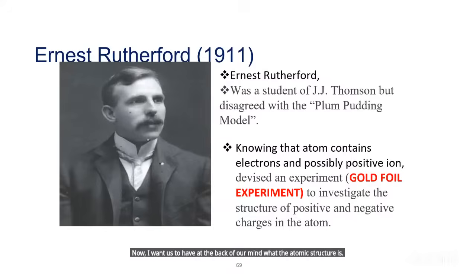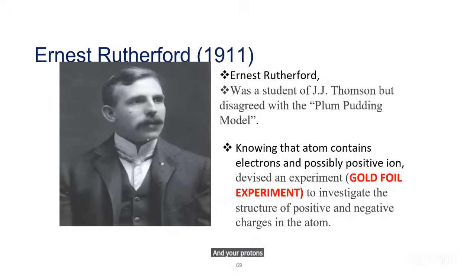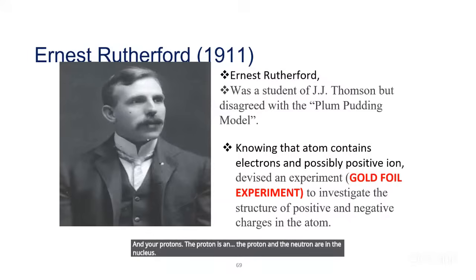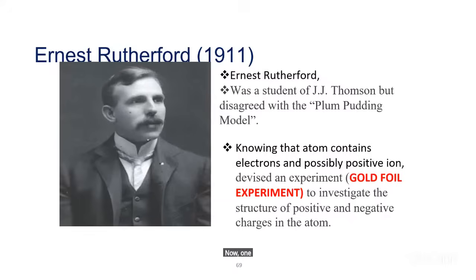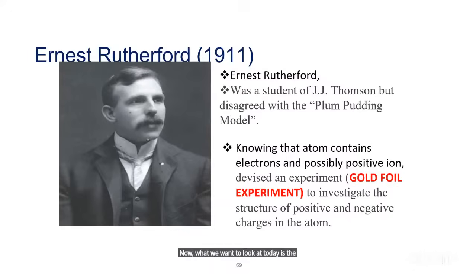We know that we have subatomic particles, which are your electrons, your neutrons, and your protons. The proton and the neutron are in the nucleus. Now, one person who experimentally discovered the electron is J.J. Thomson. What we want to look at today is the work of Ernest Rutherford. What was his discovery, and how did he make it?